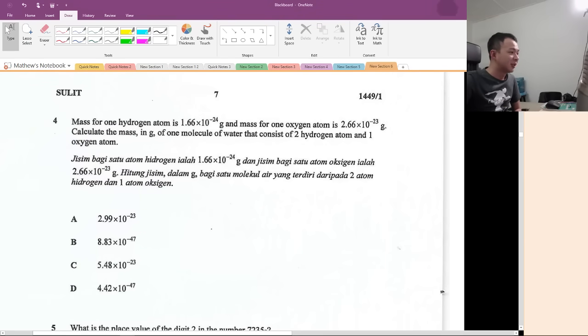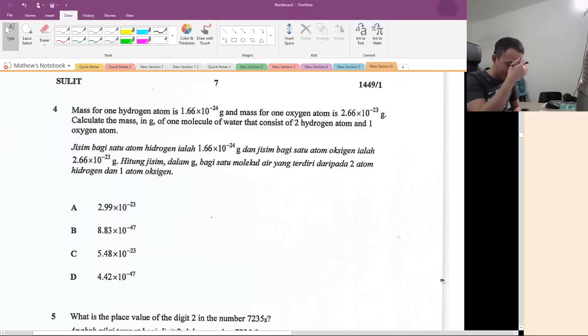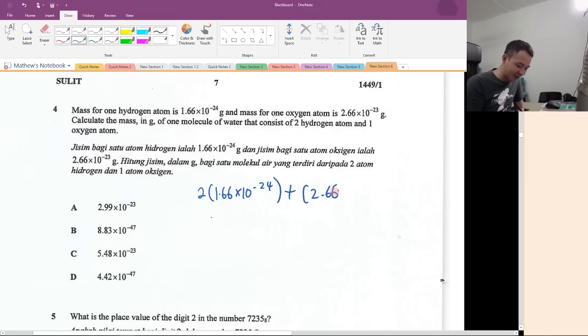So, alright, go to number 4 here. You have the mass of one hydrogen atom and the mass of one oxygen atom is equal to each other. Calculate the mass of one molecule of water consisting of 2 hydrogen and 1 oxygen. So basically the hydrogen here you need to multiply by 2 plus 1 oxygen, isn't it? So therefore I will just do something like 2 multiply 1.66 times 10 power of negative 24 plus 2.66 multiply 10 power of negative 23.